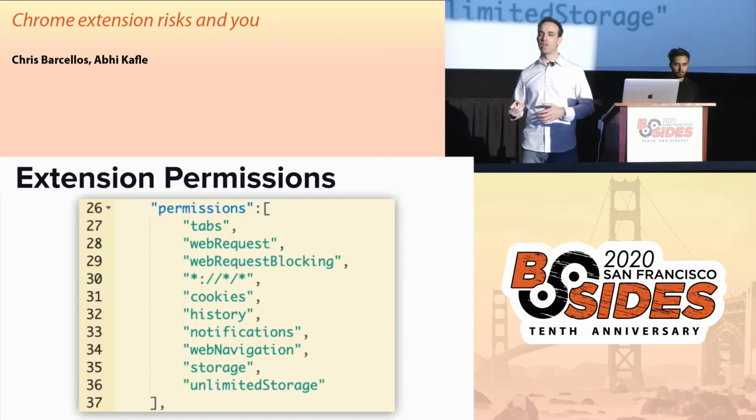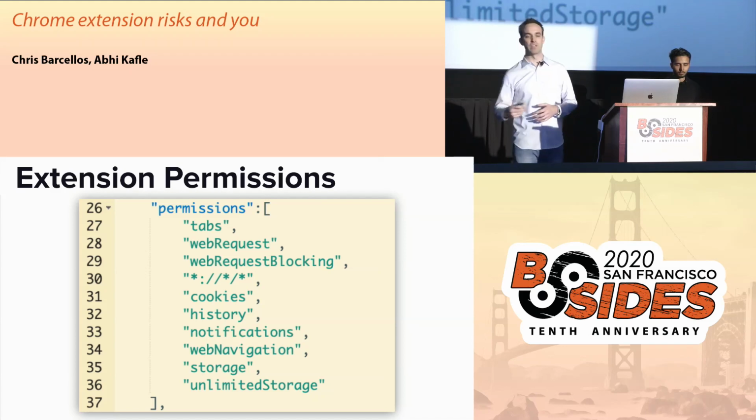This is an example of what a manifest.json looks like. This is the file that's within an extension. These are all of the requests it has for the Chrome API.